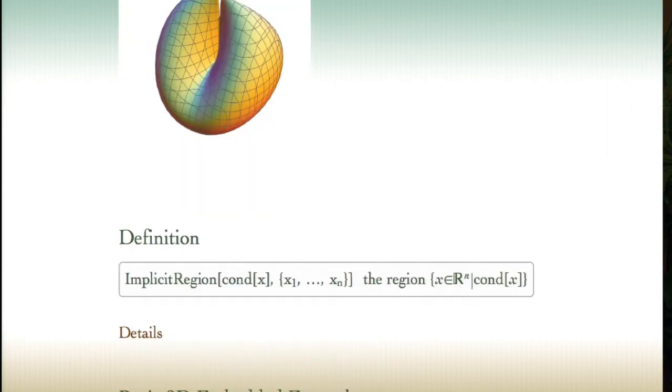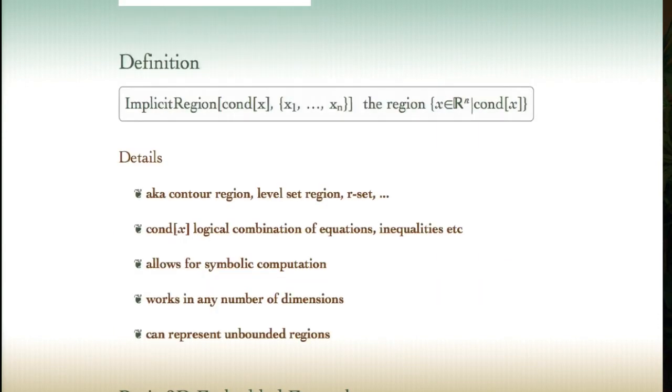An implicit region is something that you've been used to in Mathematica, which is the type of input that you can give to RegionPlot and ContourPlot and so on. These are known by various names like level sets and R sets and contour regions. These ones we can work with using symbolic computation. For the things for which it works, we can guarantee that it will work, or for semi-algebraic sets, and then a little bit extended beyond that. It works in any number of dimensions, and works happily with unbounded regions.